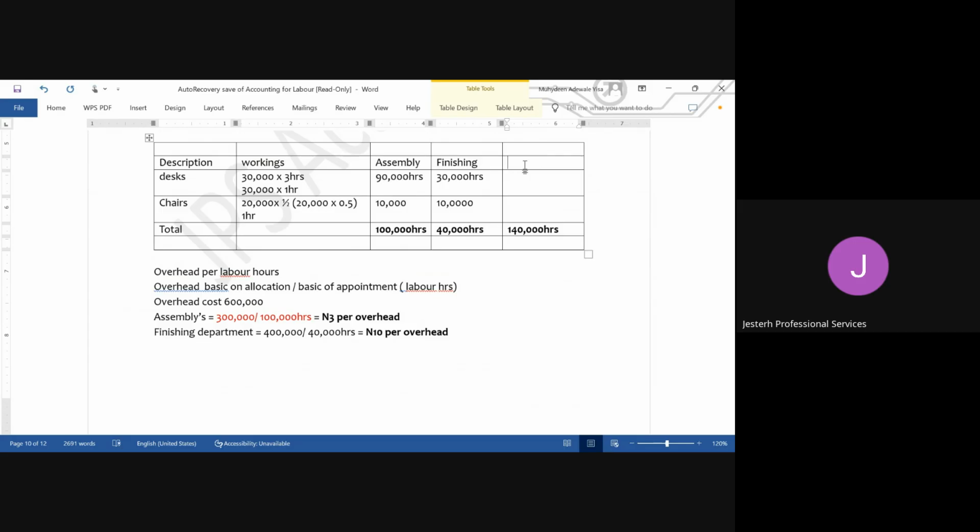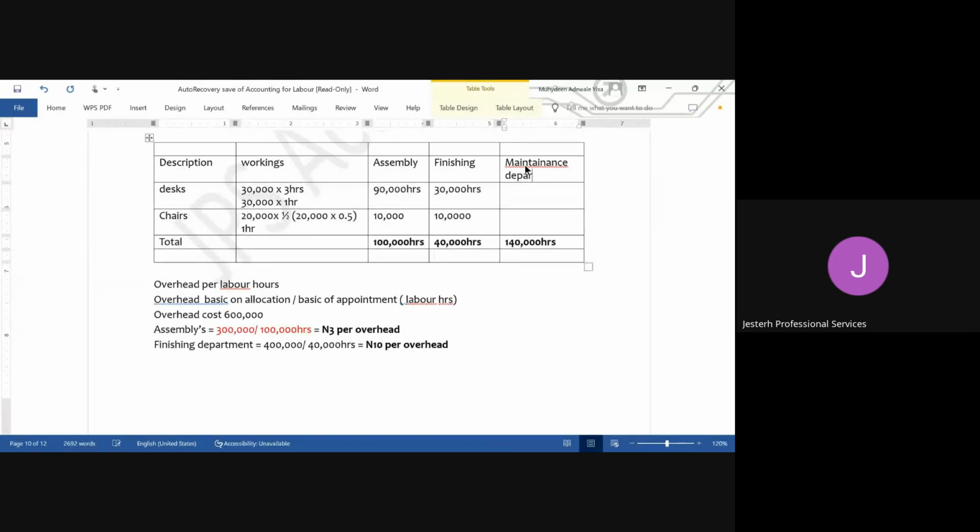Maybe they just give you a maintenance department. So which means in this maintenance department now, any cost that they allocated to these ones, you have to allocate that maintenance cost. Let's just assume maybe here is 20,000. Here is 20,000 now, and the purpose of this 20,000 is to spend it on these two departments.